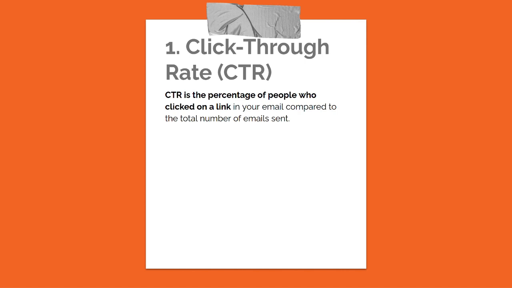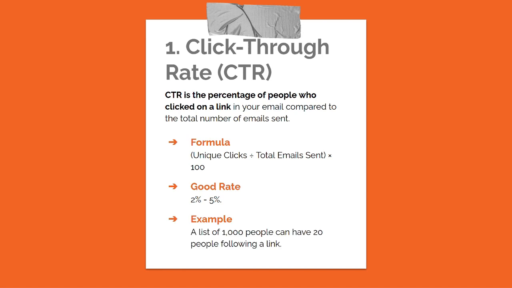The CTR, or click-through rate, is a percentage of people who clicked on a link in your email compared to the total number of emails sent. So the formula is unique clicks divided by total emails sent times 100. This gives you a percentage. A good rate tends to be between 2 to 5%.